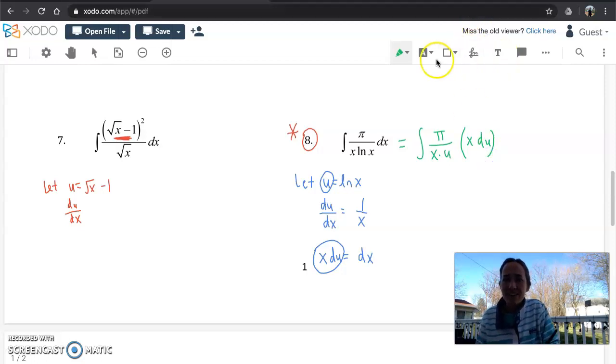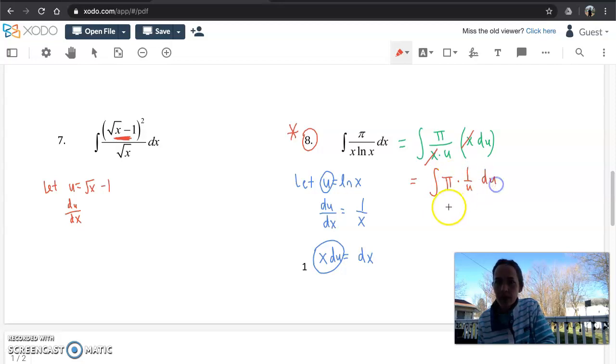Well, that should handle the x part, right? X is going to cancel. Get rid of that. And a constant never got us down. This is the integral of pi times 1 over u, if you want to separate it out. And 1 over u has a special rule. I know constants stay. 1 over u's antiderivative should be, is it just ln of u, or am I missing something? Absolute value of u.